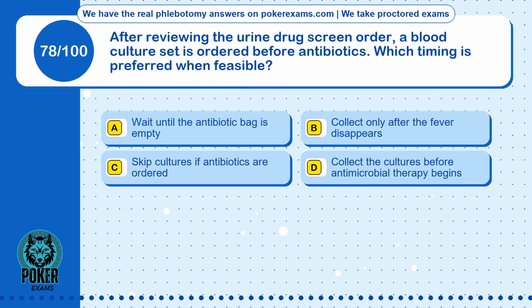Question 78. After reviewing the urine drug screen order, a blood culture set is ordered before antibiotics. Which timing is preferred when feasible? Option A. Wait until the antibiotic bag is empty. Option B. Collect only after the fever disappears. Option C. Skip cultures if antibiotics are ordered. Option D. Collect the cultures before antimicrobial therapy begins.